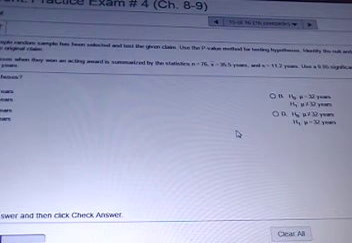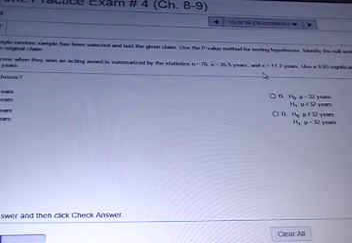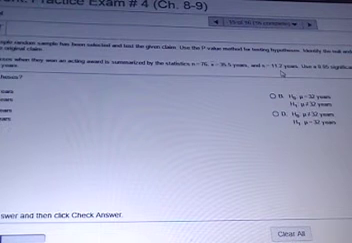Okay, so now let's do a whole problem involving a mean. Notice it says the ages of actresses when they won an acting award is summarized by the statistics n equals 76, x bar is 35.5, and s is 11.2, but it's s, not sigma. We don't know the population standard deviation. All we have is s. So we can only do the t distribution or nothing.